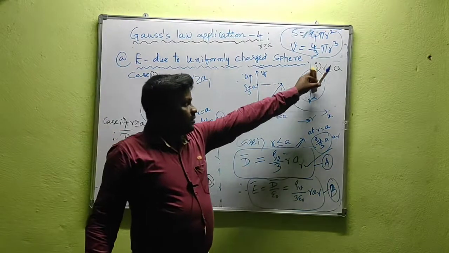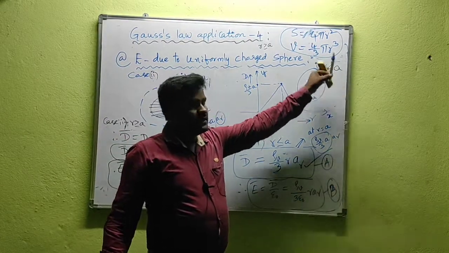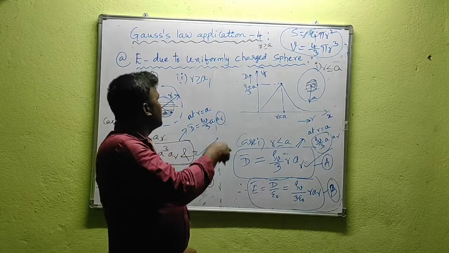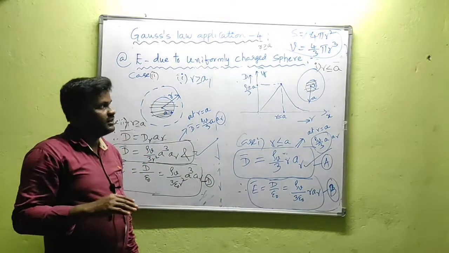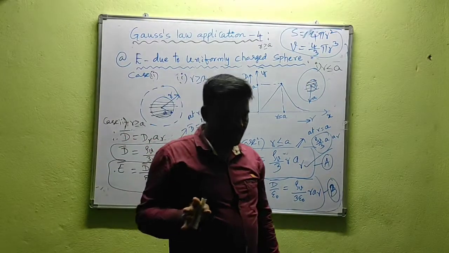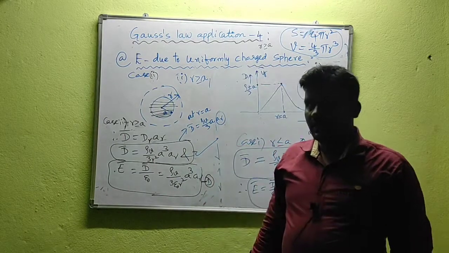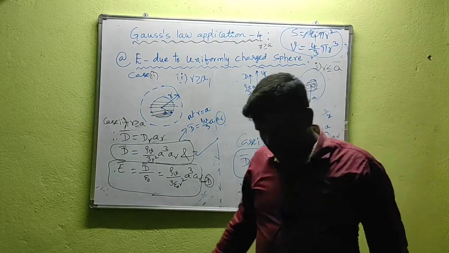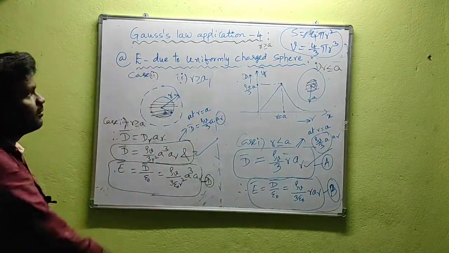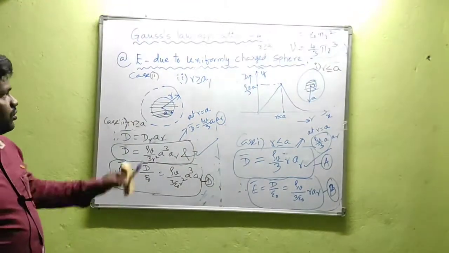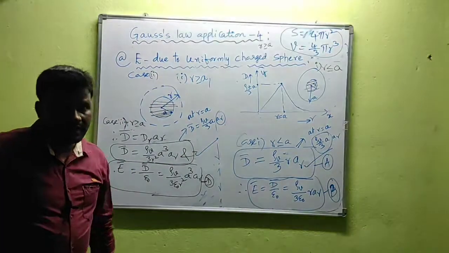Here R less than or equal to A means inside the sphere, and R greater than or equal to A means outside the sphere. That means we can determine the field at each and every point. So this is all about today's class. We will meet in the next class. This is application number 4 of Gauss law. Okay. Thank you.